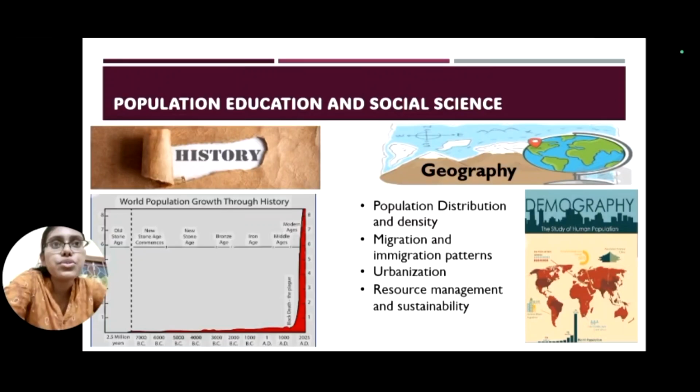History shows how population growth or decline shaped civilization. Example, fall of Rome due to epidemics, industrial revolution linked to population growth. Population movements like colonization, slave trade, partition, or refugee crisis change demographic patterns worldwide.